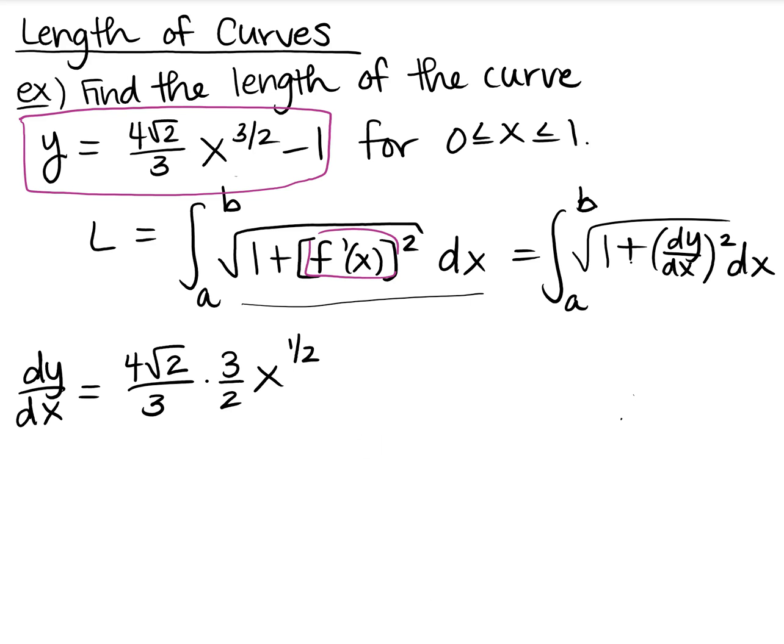So there's a reason that this happened this way. My 3's are going to cancel. 2 goes into 4 2 times, right? And it looks like we get the derivative to be 2 root 2 x to the 1 half. And this is going to work out pretty nicely.